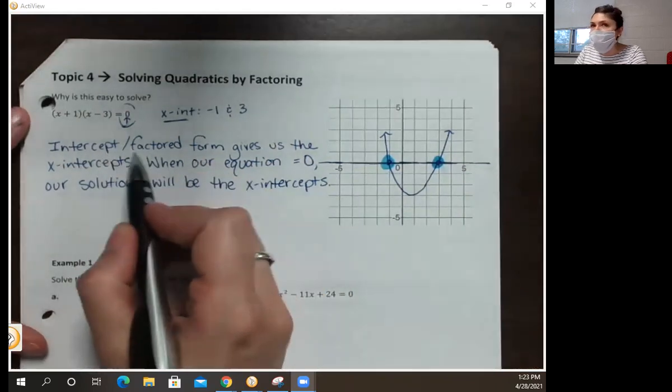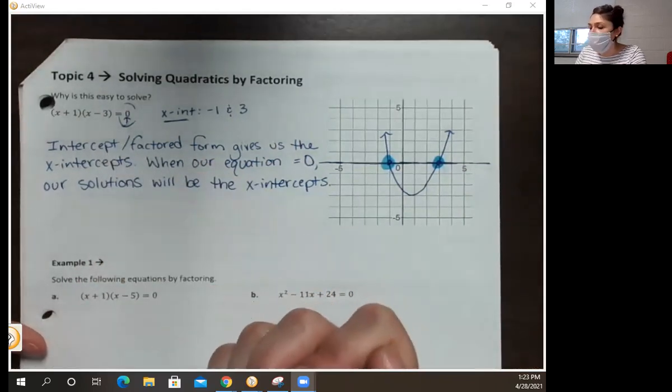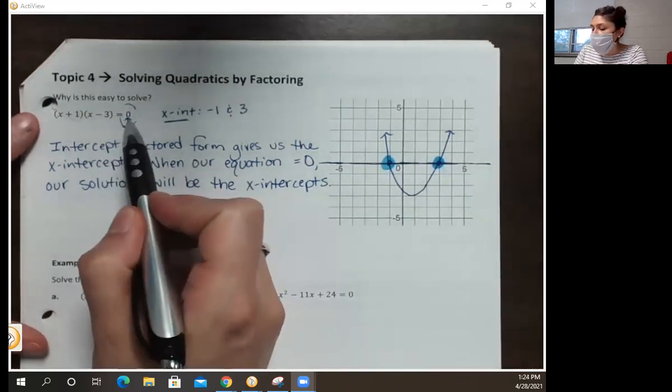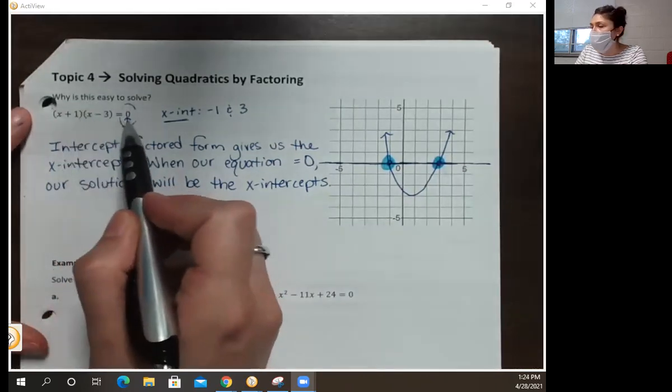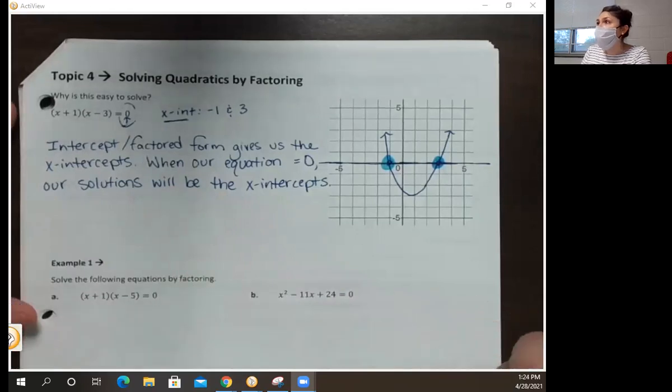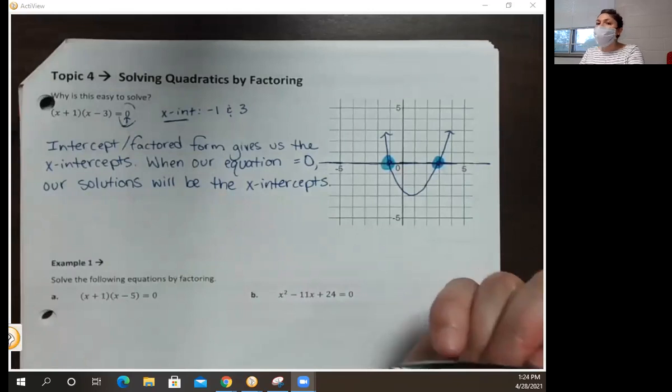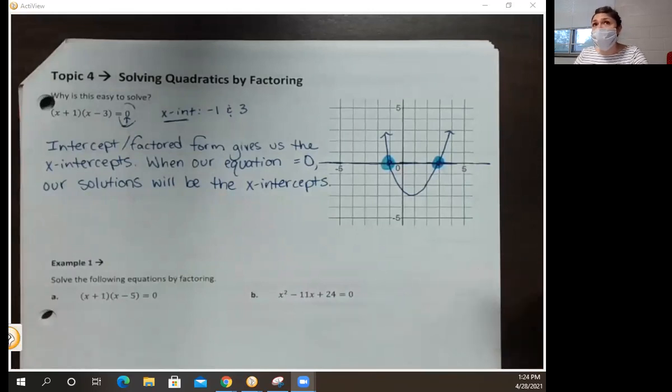So intercept or factored form gives us the x-intercepts. If I want to know when my quadratic equation is equal to 0, I'm looking for the x-intercepts. My x-intercepts will be my solutions here. So that means that we can use factored form to be able to find solutions for our quadratic function. And that's going to be our focus for today.